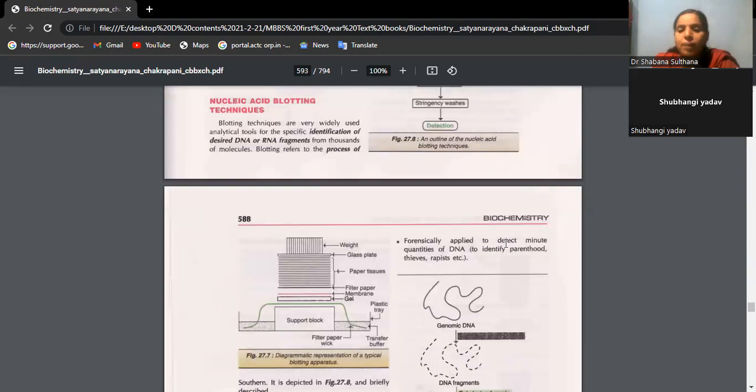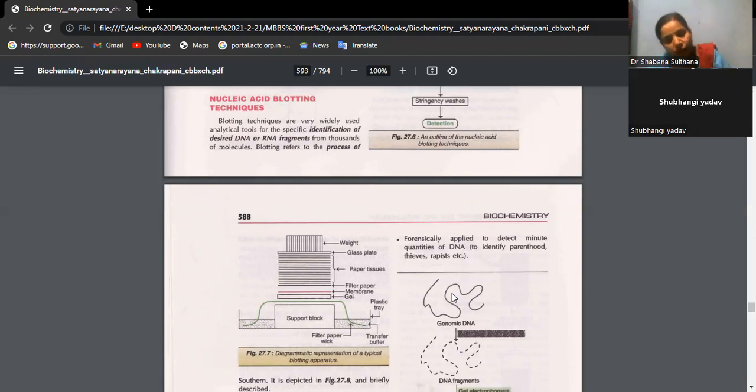Forensically, we usually apply it more to detect minute quantities of DNA, whether in hair, nail, or whatever we find at the crime site. We collect it and check with the help of Southern blot and Northern blot techniques whether the sequence of the genetic information we got from the crime scene is similar to the one the suspect has. So that is to identify parenthood, thieves, rapists, etc.